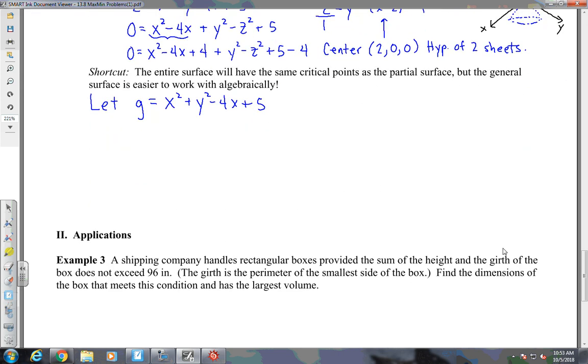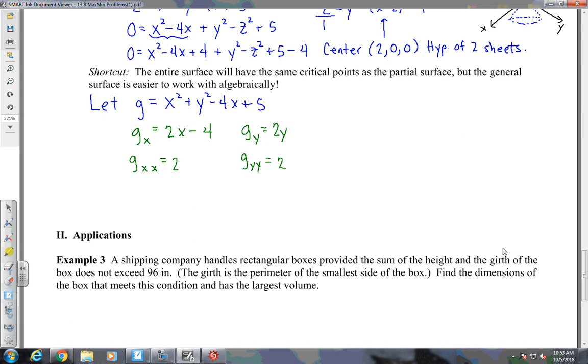So let's go through our second partials test. First, we're going to need all of our derivatives. So we find the partial with respect to x. That gives me 2x minus 4. The second partial with respect to x would be 2. The first partial with respect to y is 2y. And the second partial with respect to y is 2.